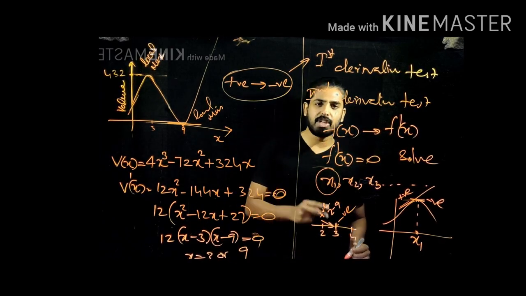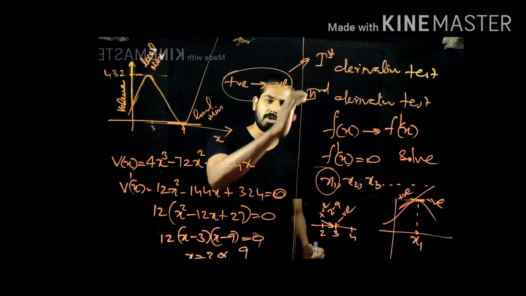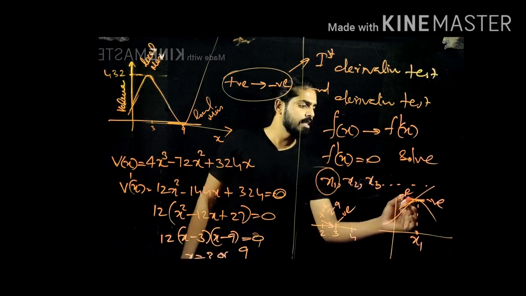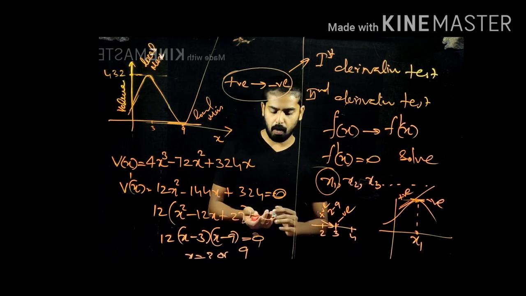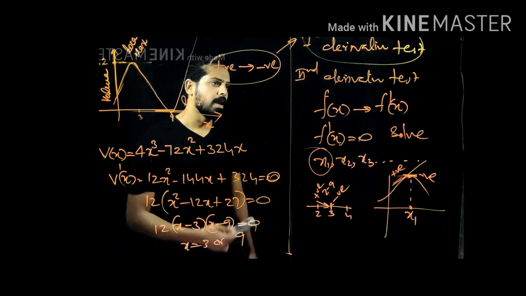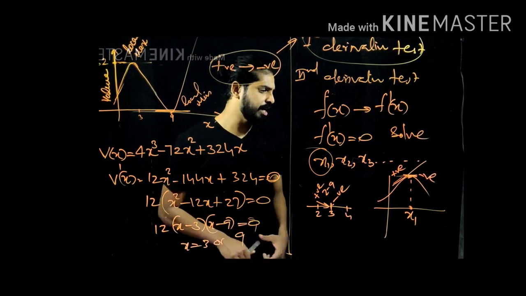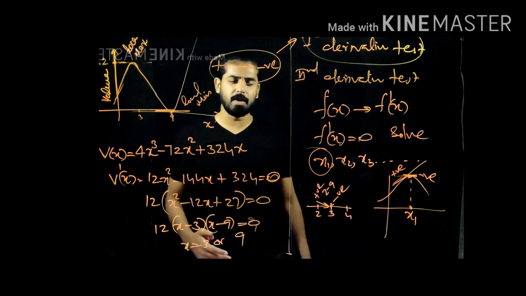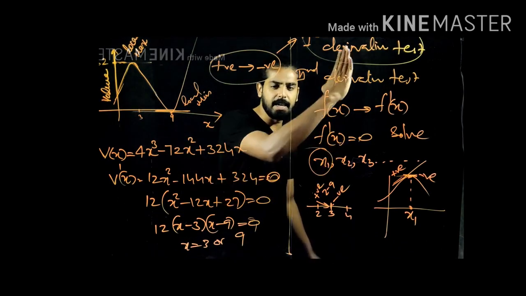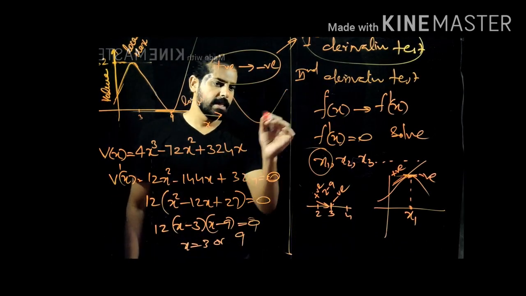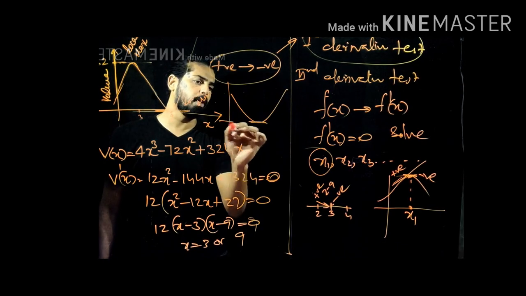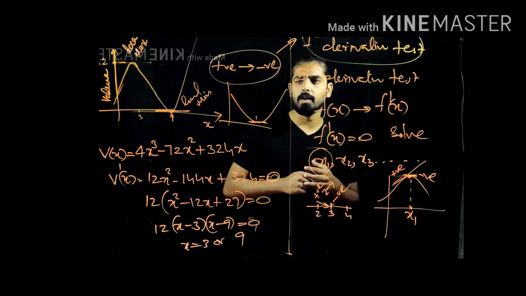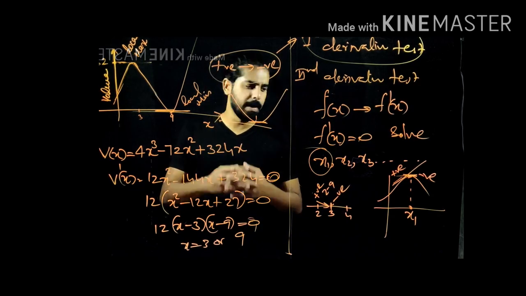So the derivative changes its sign from positive to negative. That means it increased, then it started decreasing. Then this point is a point of local maxima. Like that, if f dash changes its sign from negative to positive, that means the function was decreasing, then it started increasing. Then this point will be a point of local minima, right? This is how we will find local maxima and local minima.